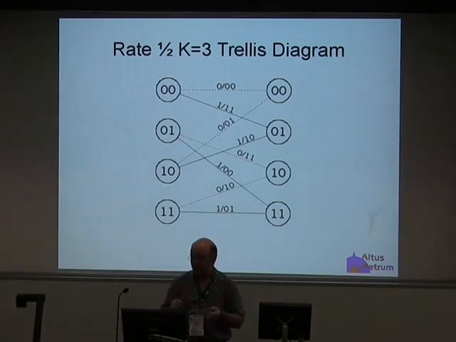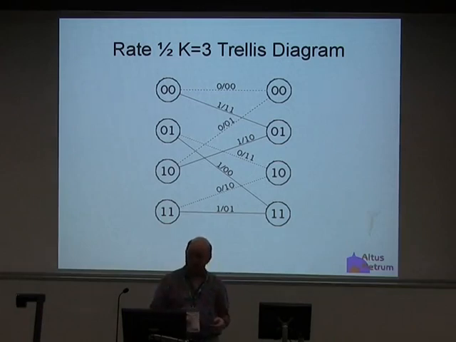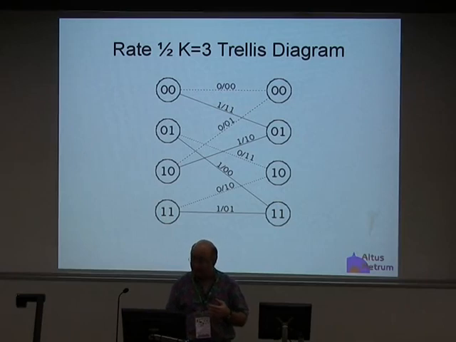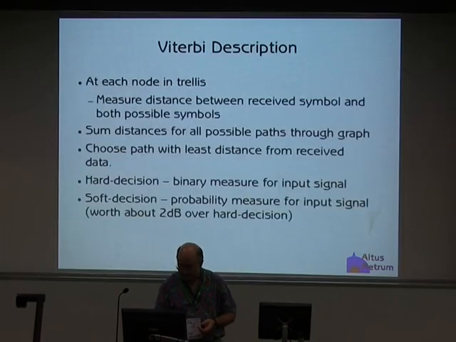So if I'm in state 00 and I receive 00 on the input, then the distance from that symbol to the transition to new state 00 is 0, because I received 00, and the expected value to go to state 00 is also 00, so the distance there is 0. But the distance to get to state 01, where I would have expected to see a 11, that distance is 2. And so you just keep measuring those distances.